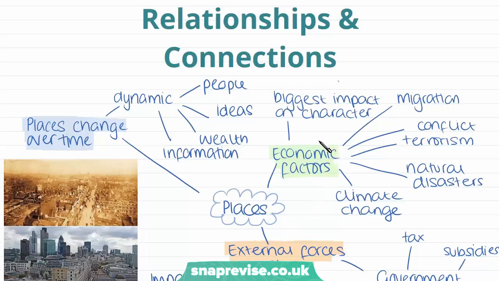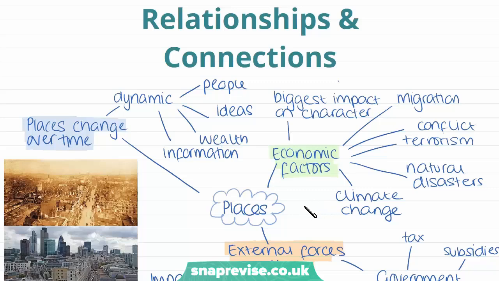But other factors that might also change the character of place could be migration, conflict, terrorism, but also factors such as natural disasters and climate change, which will have physical impacts on the nature of a place. For example, if we take climate change, the Maldives is very susceptible to sea level rise because most of the land are small islands which lie on or just above sea level. So as sea levels rise, we could see the disappearance of the Maldives, which would obviously impact the characteristics of their location.